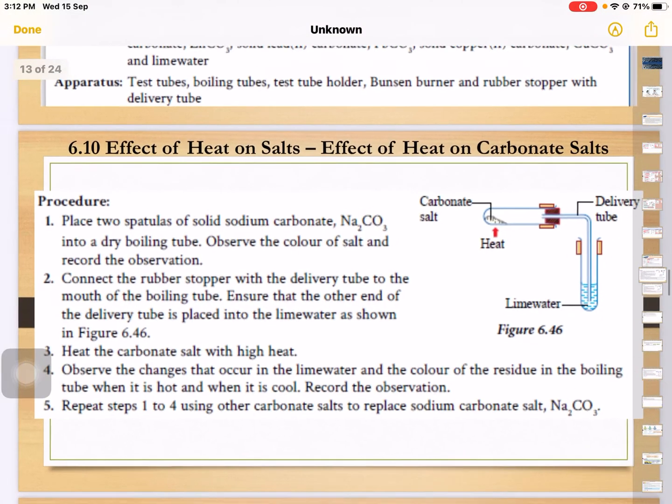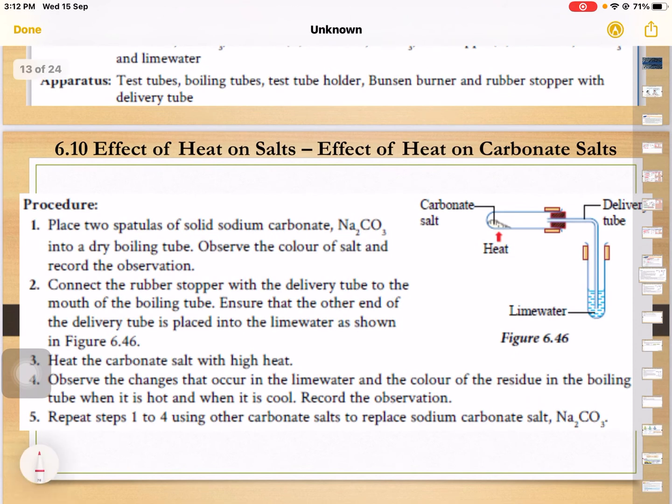Okay, so dia punya prosedur eksperimen dia sangat simple saja. 2 spatula of solid sodium carbonate dimasukkan dalam dry boiling tube, and then observe the color of the salt and record the observation, and then connect the rubber stopper with delivery tube. Ensure that the other end of the delivery tube is placed into the lime water. So kita kena pastikan the end of the delivery tube ni betul-betul masuk ke dalam lime water.